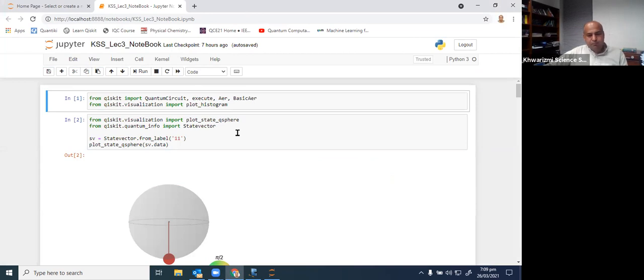If I have two qubits in an entangled state, and I want to apply, let's say, a Pauli X gate, will it apply to both qubits that are entangled? No, it will apply to an individual one.